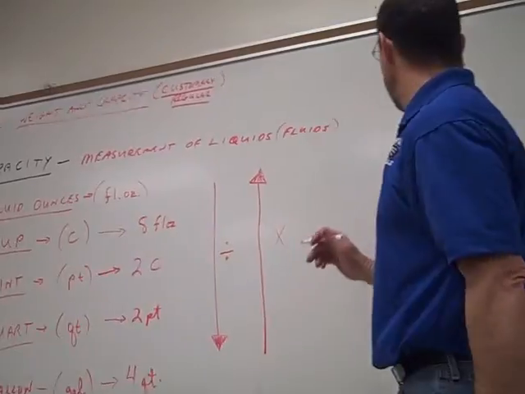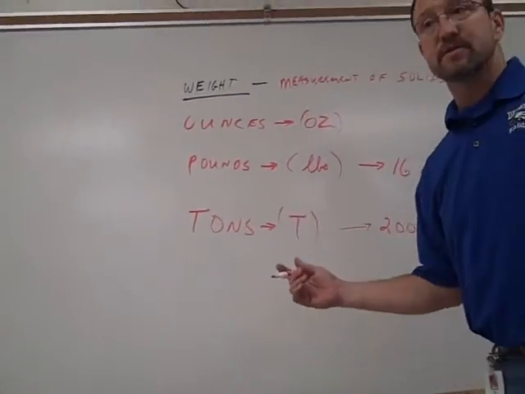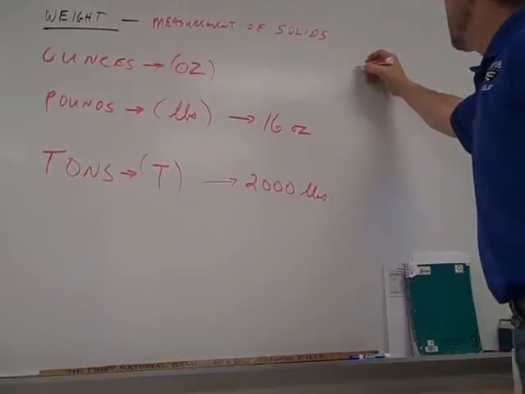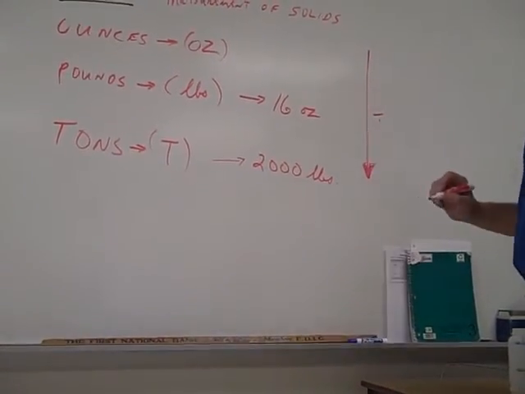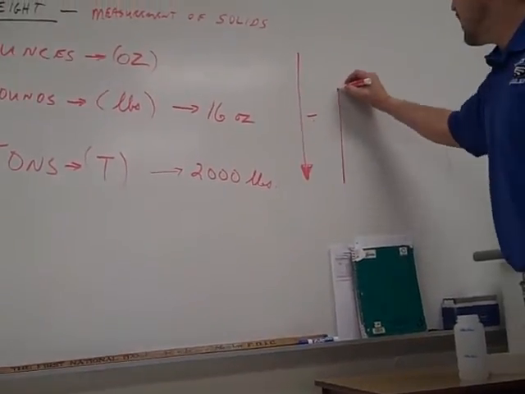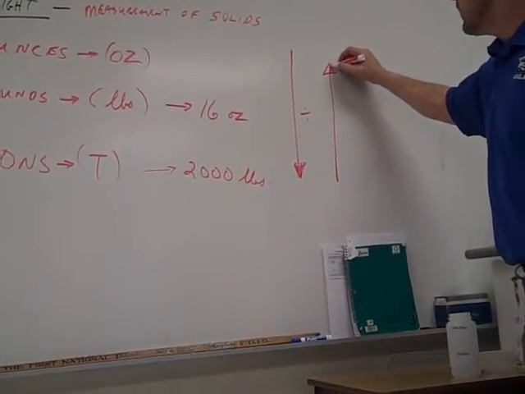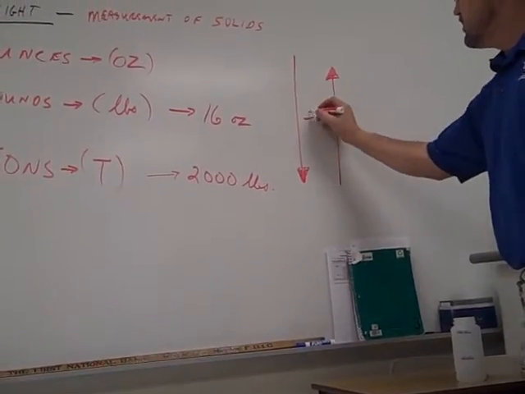Does the same thing work with pounds, ounces, and tons? From small to big measurement, you're going to divide the numbers. If you start with big and you want to turn it into smaller measurement, you will multiply.